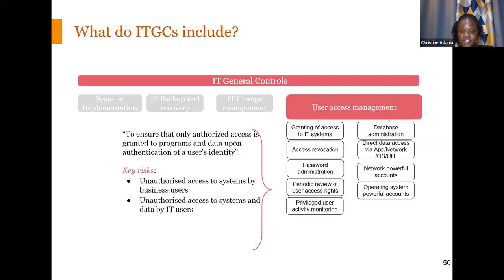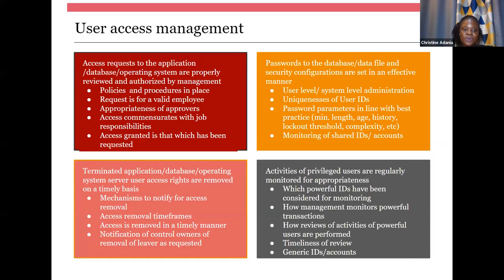Okay, so the key risks that are presented include unauthorized access to systems by business users, and unauthorized access to systems and data by IT users. So these are some of the controls that you would expect to find under the domain user access management: that access to application, database, and operating systems is being reviewed and authorized by management.